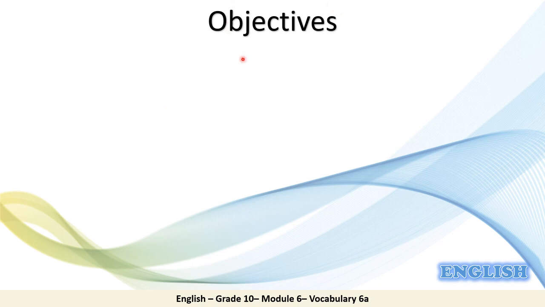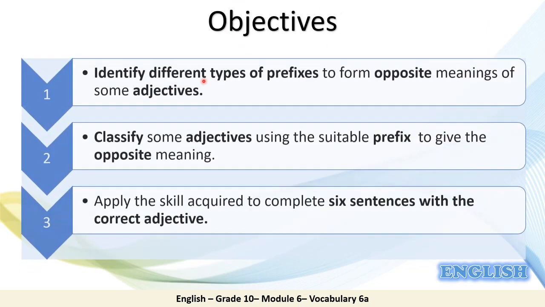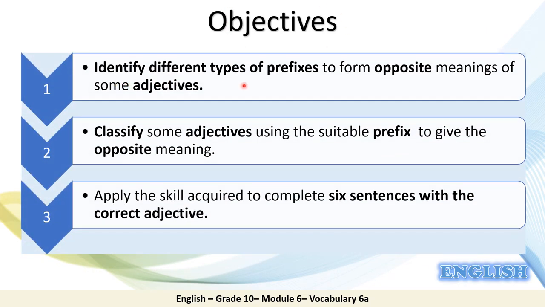And our objectives for today are: number 1 is to identify different types of prefixes to form opposite meanings of some adjectives. Number 2 is to classify some adjectives using the suitable prefix to give the opposite meaning. Number 3 is to apply the skill acquired to complete 6 sentences with the correct adjective.